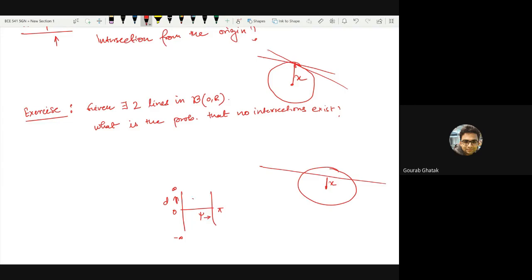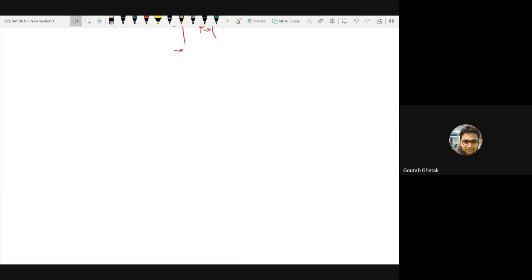So the possible places where these points can lie, which would correspond to lines which intersect inside this, finding that possible set of points becomes very tricky. Do this, send it to me over email, and then we can have a larger discussion on this. Okay, but the generic case is clear for everyone.